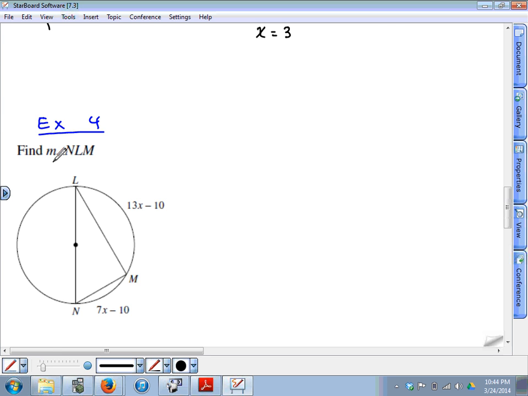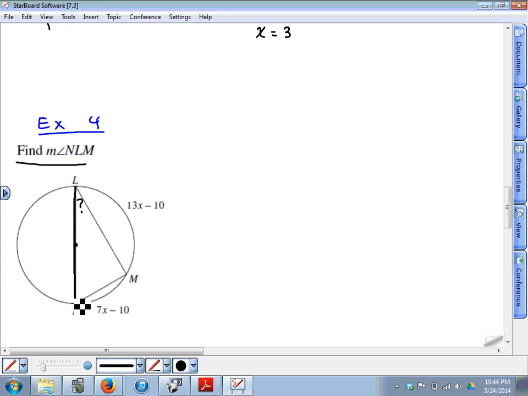Now you have to read these directions extremely carefully. We're not simply solving for x. We actually are supposed to find the measure of angle NLM. So put a question mark here. This is angle L, or rather NLM. That's the measure of the angle.